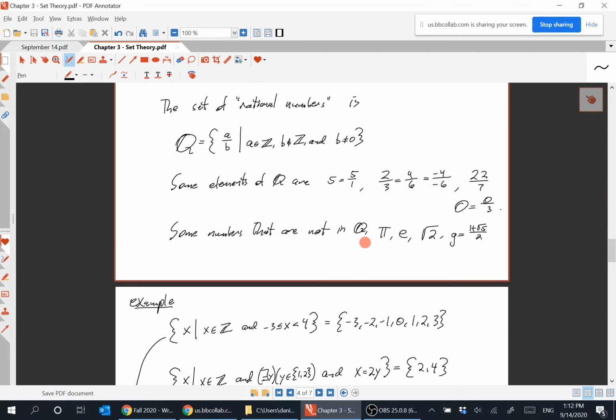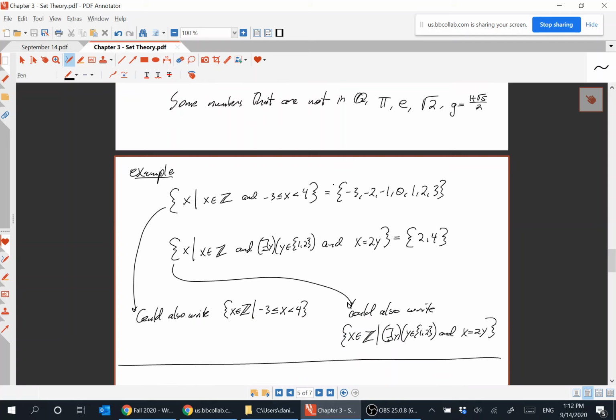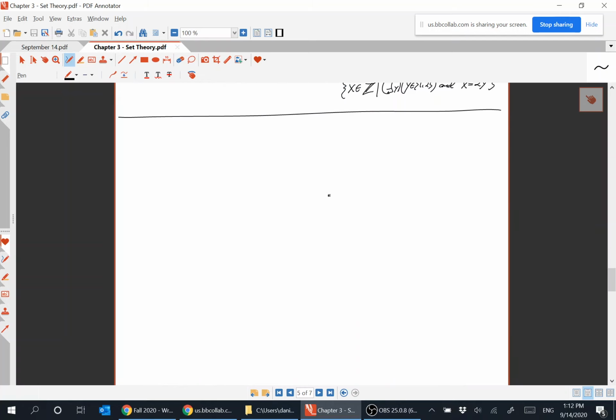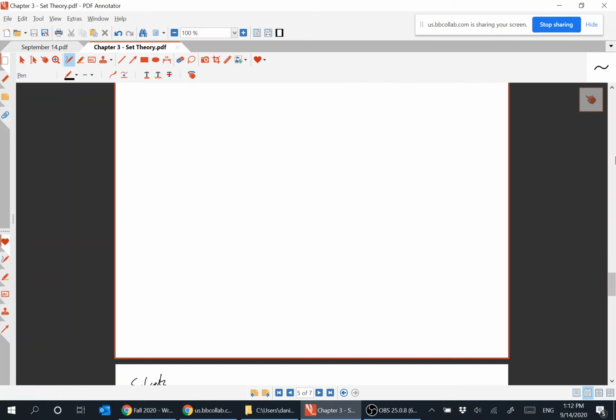And then some numbers that aren't rational numbers, like pi and e and square roots of non-perfect squares. And then we have a couple of examples there. Okay. So now, we had more, didn't we?